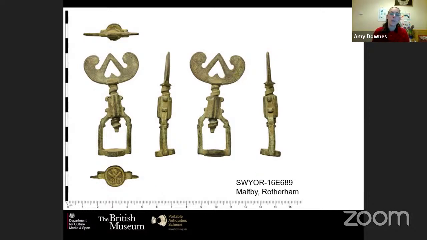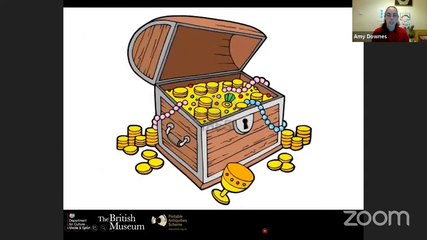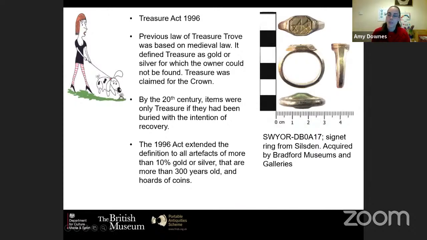Now, the reason that PAS was established in 1997 is all to do with treasure. And it's not that sort. That's not what we normally see. In 1996, the law of treasure trove was updated. There was an increasing concern that some very significant archaeological finds, such as the Sutton Hoo ship burial, were not treasure under the Act as it was, because treasure trove had to be buried with the intention of recovering it, and Sutton Hoo wasn't, so it couldn't automatically enter public ownership.